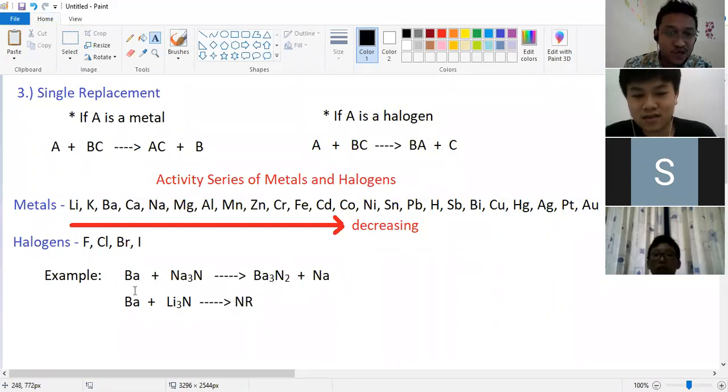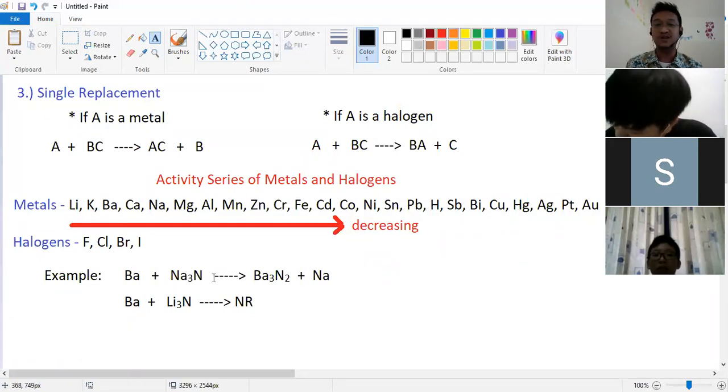Now, if we go back to the first example, we have here barium, and this is barium. And then we compare barium to sodium. By the way, barium is a metal, so we will be looking at the reactivity series for metals. So barium and sodium, notice that based on the arrangement, barium is more reactive than sodium. Thus, barium is able to replace sodium from the compound sodium nitride. Okay, that's why it becomes barium nitride plus sodium.